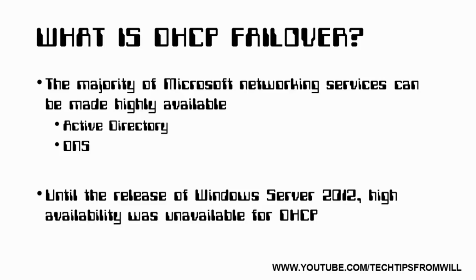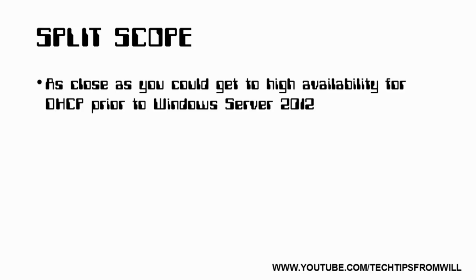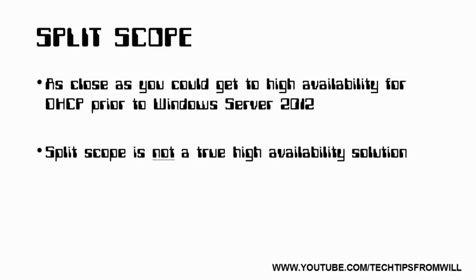Since high availability for DHCP is not available in Windows Server 2008 R2 and earlier releases of Windows, network administrators were forced to use workarounds to achieve some sort of high availability. The most common workaround by far was known as split scope. Split scope is possibly the closest you can get to high availability for DHCP prior to Windows Server 2012. Understand, although split scope does have its advantages, it is not a true high availability solution. Let me try to explain why.